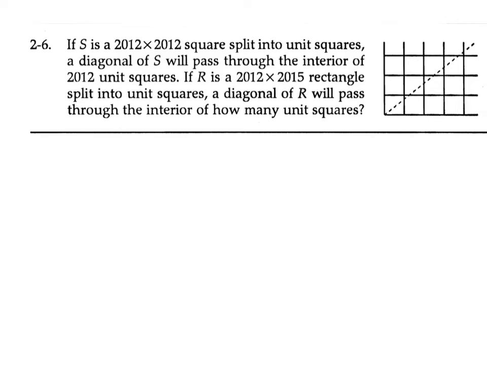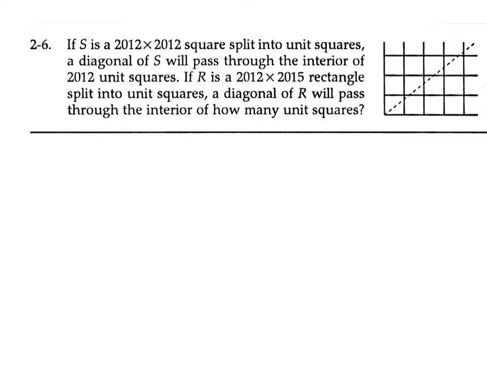All right, so this is the problem set for the week of April 27th, and this is problem 6 that I'd like to go over. It says if S is a 2012 by 2012 square split into unit squares, a diagonal of S will pass through the interior of 2012 unit squares. If R is a 2012 by 2015 rectangle split into unit squares, a diagonal of R will pass through the interior of how many unit squares?